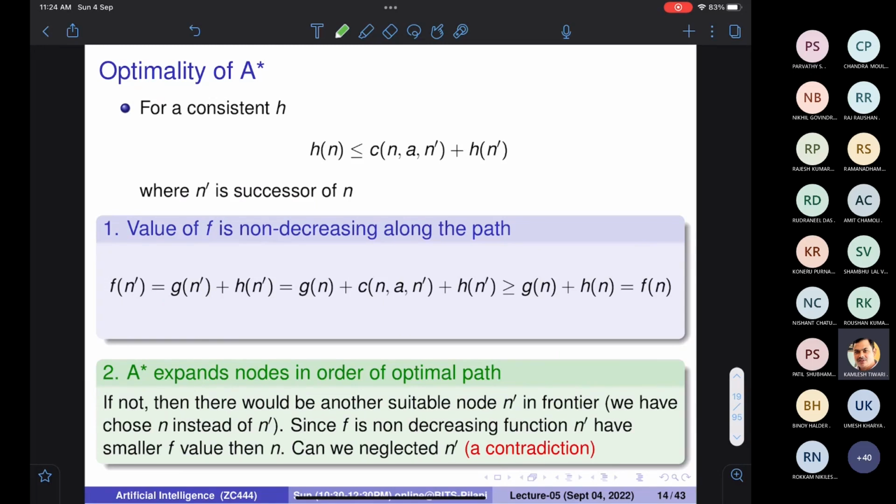And one more thing: the algorithm that we have devised spans the nodes in the order of the optimal path. I need not tell anything, but if somebody wants any kind of proof, he can read this. Because this is the algorithm, okay? The algorithm says that for optimal ways, I'm going to use the minimum value to expand the node.